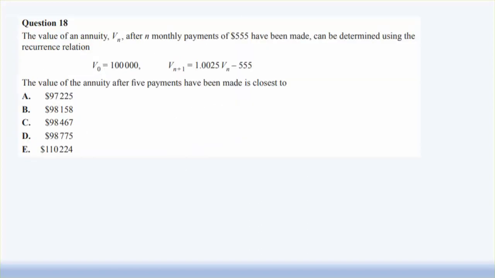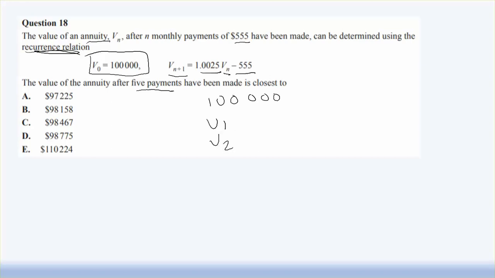The value of an annuity after n monthly payments of 555 has been made can be determined using the recurrence relation. Initial value is 100,000. The next value equals 1.0025 times the previous value minus 555. The value of the annuity after 5 payments is closest to which one? Remember, if it's a recurrence relation, you can only do 1 year at once. So we're going to start with 100,000. We need to find V1, V2, V3, V4, and V5.